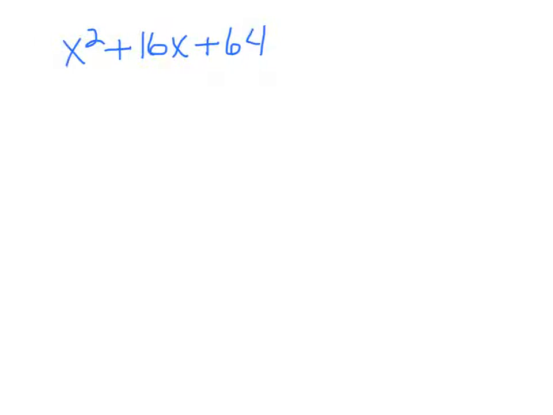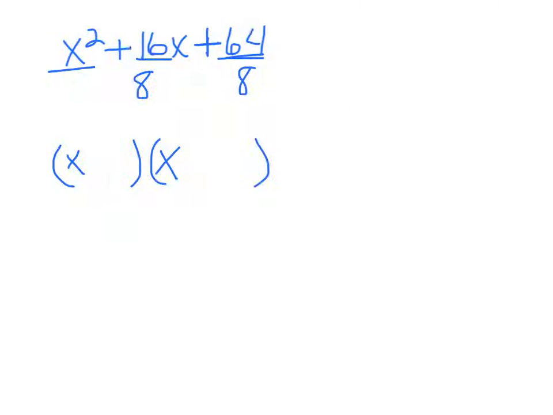The last factoring pattern that we're going to look at in this section is a perfect square trinomial. And you have a perfect square trinomial when you look at this and you say, okay, your coefficient of x is 16, and half of 16 is 8, and the square root of 64 is 8. And so that gives you a perfect square trinomial.